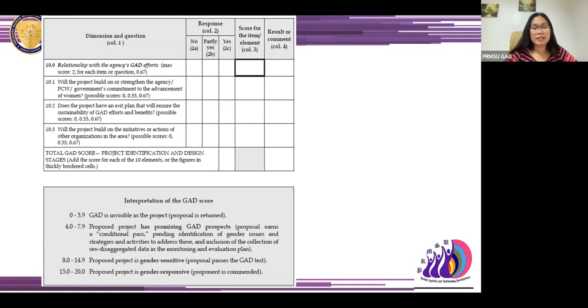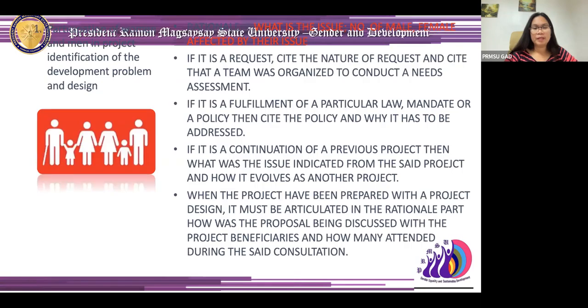Okay, and then there is an interpretation. Meron namang GAD score, para masabi po natin if the proposed project has promising GAD, if it is a gender-sensitive project, or it's a gender-responsive project. Yan. So isa-isahin po natin. Ito yung mga components which are very important.